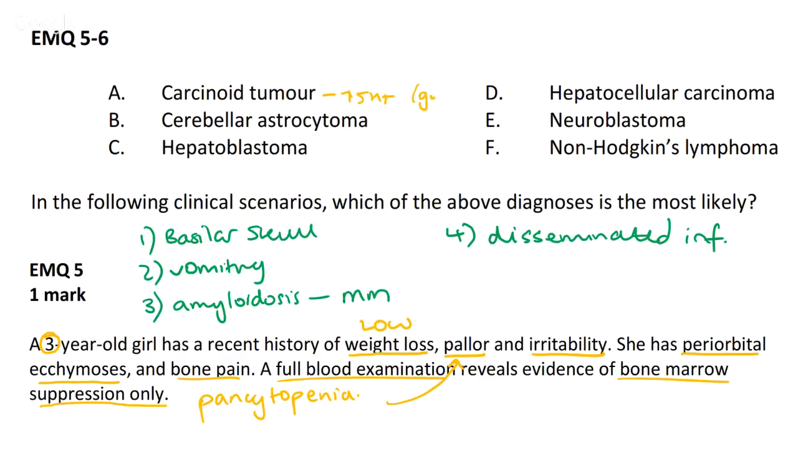Yeah, so this is a GIT-derived tumor, so that's a neuroendocrine tumor. Is it an astrocytoma? No. She doesn't have any signs of increased ICP. Is it a hepatoblastoma? Yeah, so unlikely in this case. A carcinoma? No. Neuroblastoma? Maybe. Non-Hodgkin's?